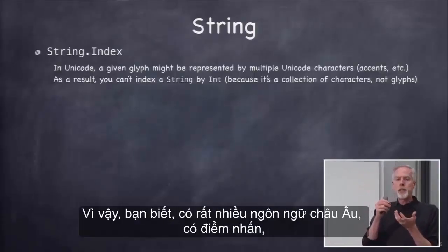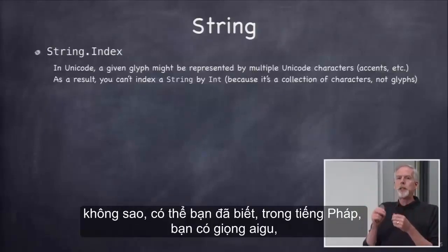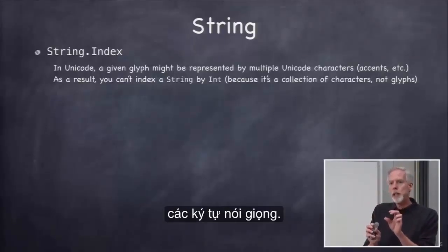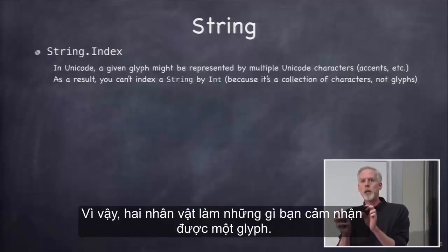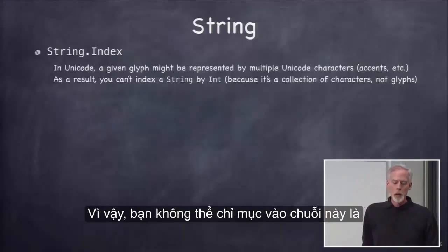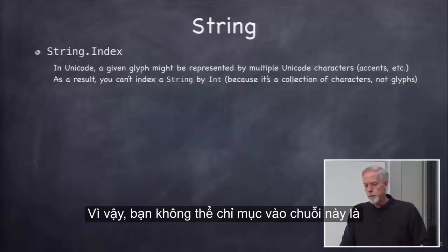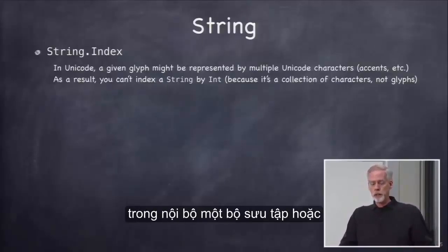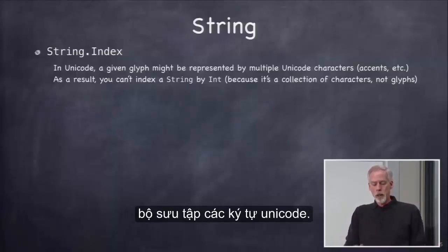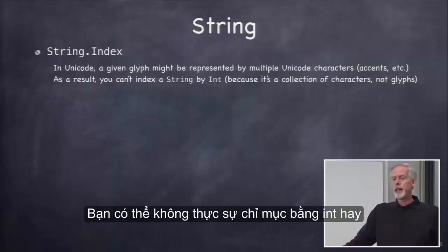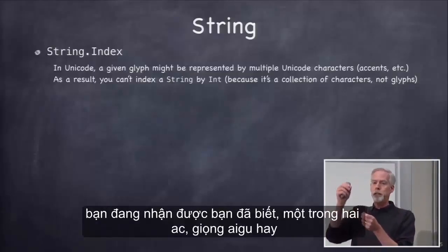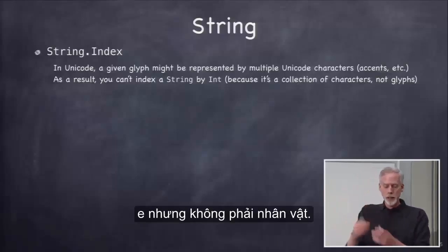For example, an accent. So, you know, a lot of European languages, there's accents. Maybe, you know, in French you have accent aigu, right, which is the forward-going top slash. Well, that could be two Unicode characters, E and the accent character. So two characters makes what you perceive to be one glyph. So you can't index into this string, which is an array of characters. That's what a string is. A string is essentially internally an ordered collection of Unicode characters. You can't really index by int, or you might be halfway through the accent aigu, and you're getting either the accent aigu or the E, but not the character.